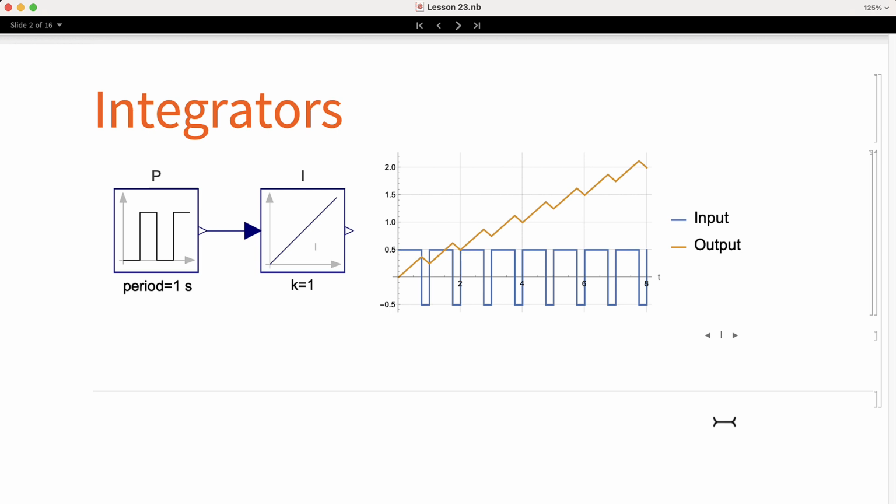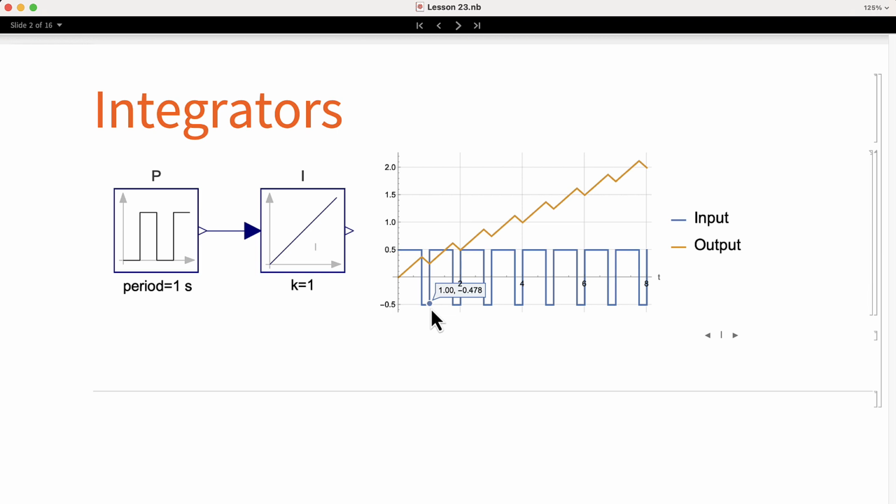A capacitor accumulates current, a bucket accumulates water. In the diagram, we can see an integrator block which will accumulate the value of the input signal. The input is a pulse wave that has both positive and negative values. But the time the pulse spends on the positive value is larger than the time it spends on the negative.